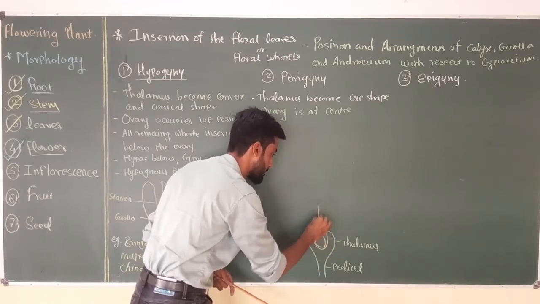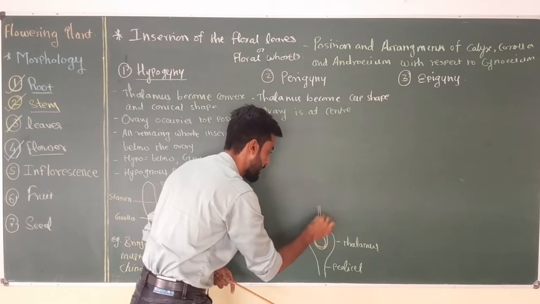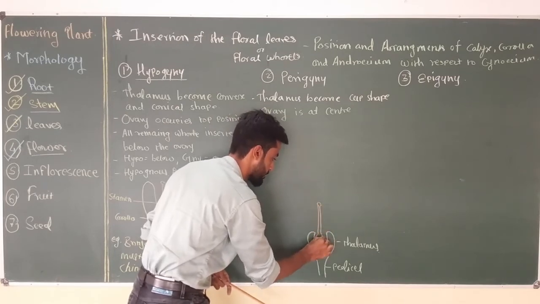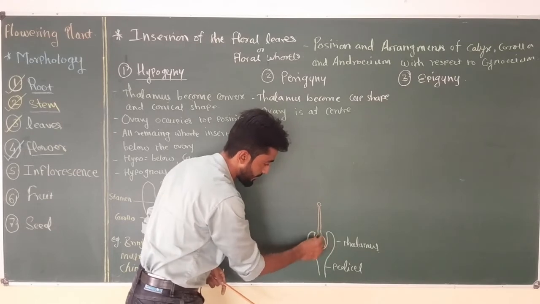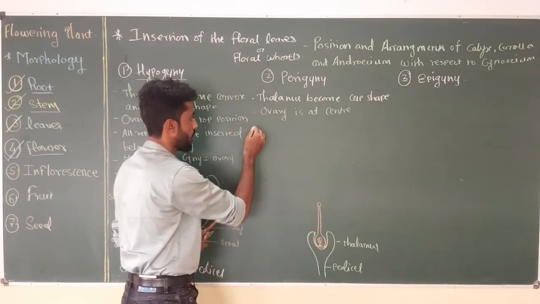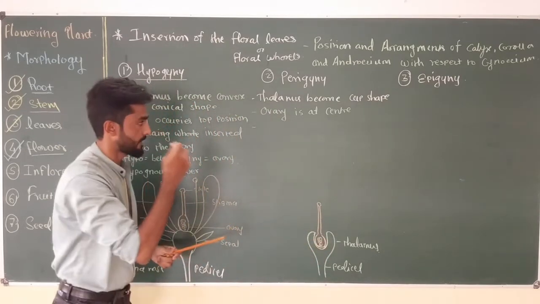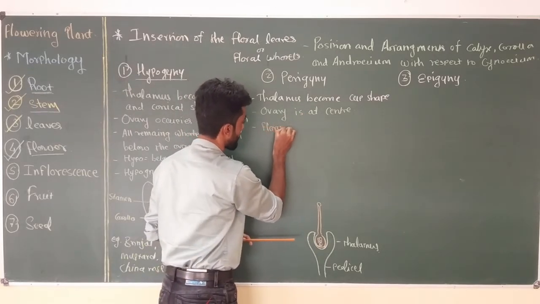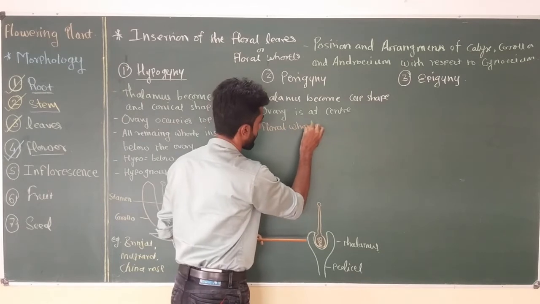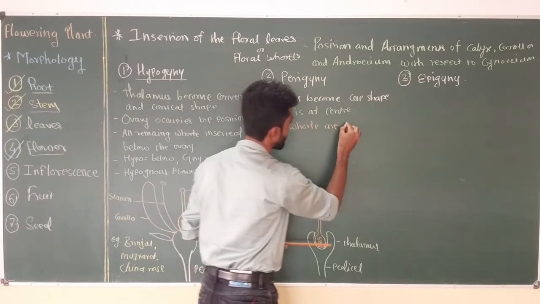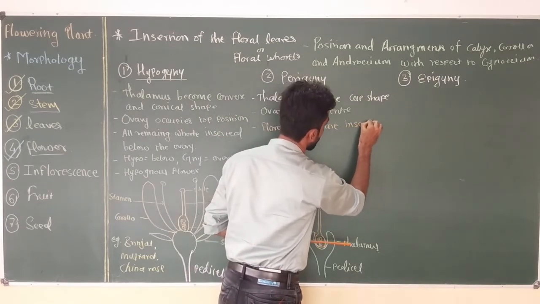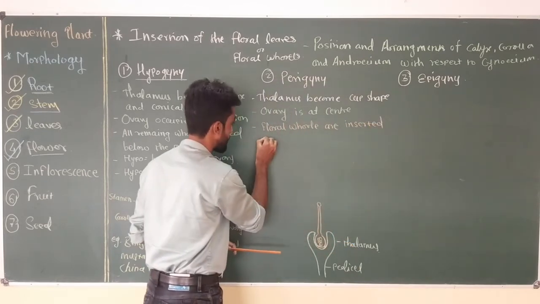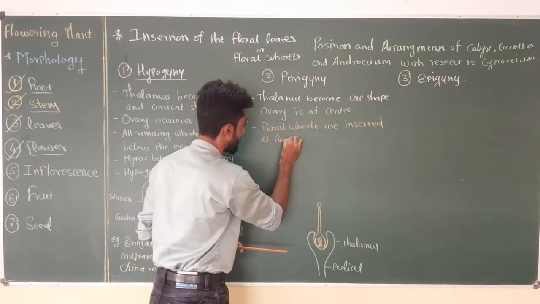Attached to style and stigma. So this is the ovary which is present in this cup. Then all other floral whorl, that is calyx, corolla and androecium, are inserted at the edge of the cup.